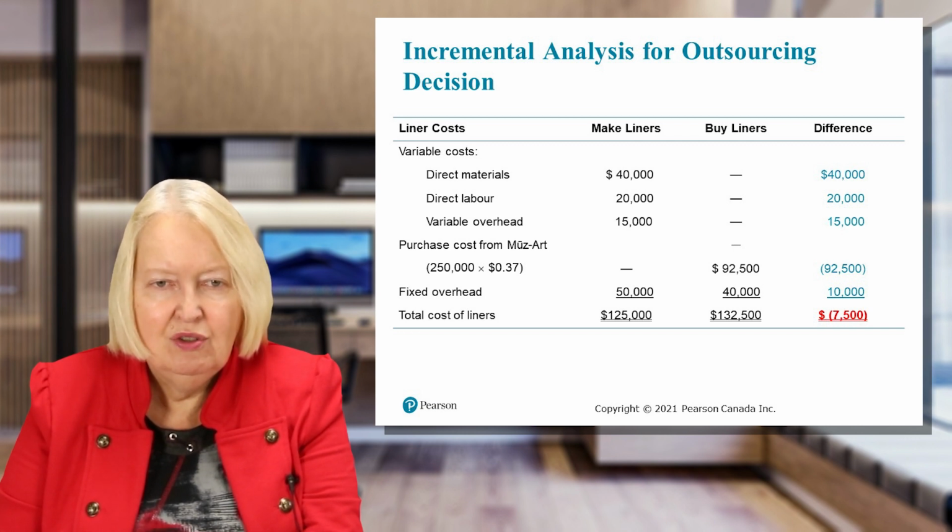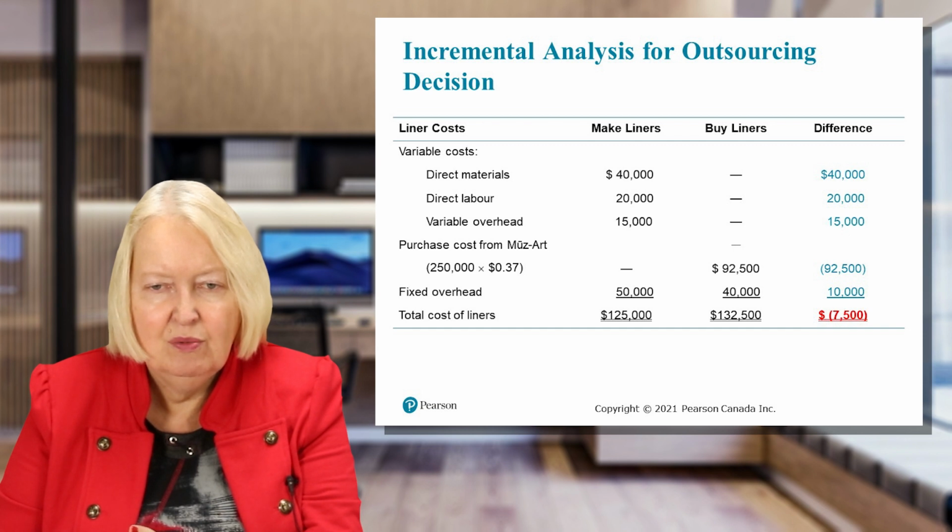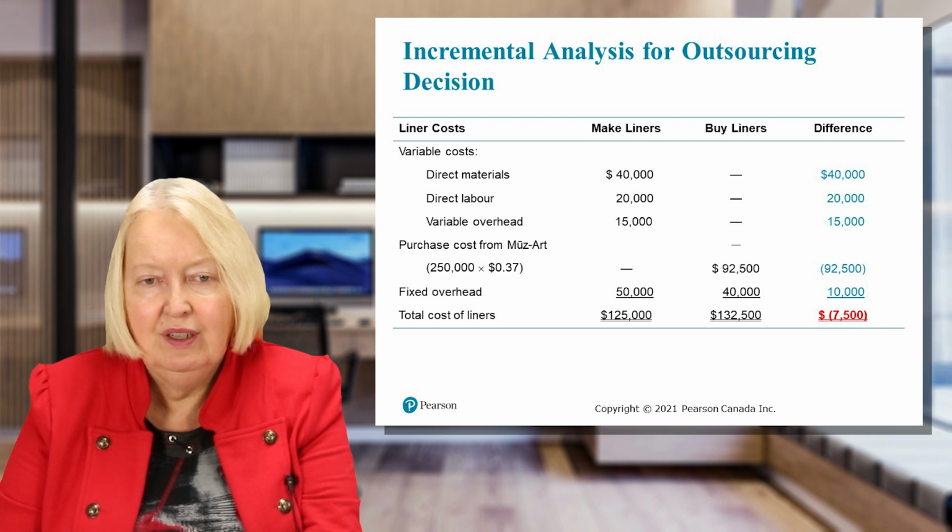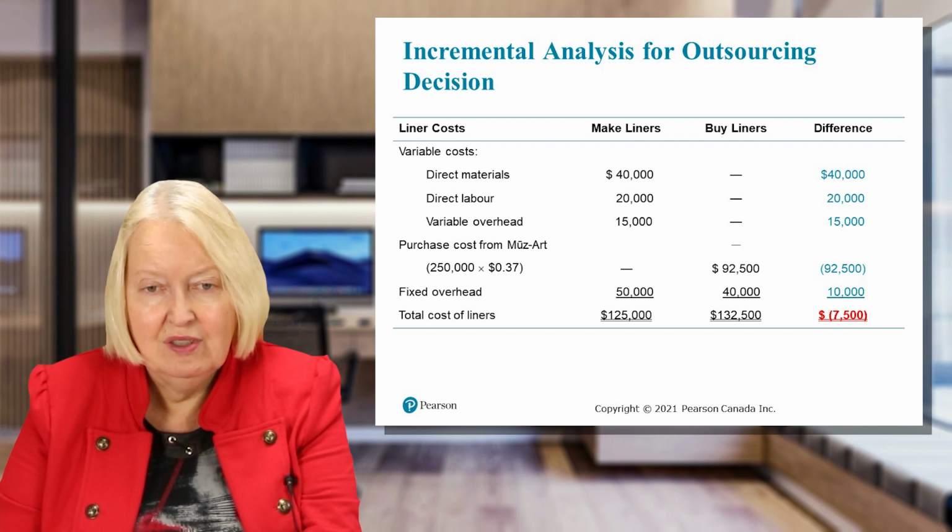What you need to do is look at the variable cost for you to make those liners and your fixed cost, so it comes to $125,000. If you buy the liners, we know the cost per unit is lower. It's 37 cents, so it's $92,500, but you're still going to have fixed overhead of $40,000. So you're only able to reduce your fixed cost by $10,000.